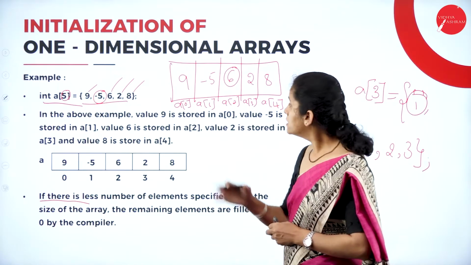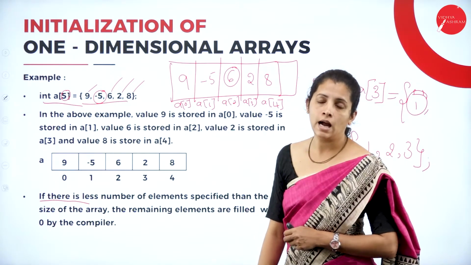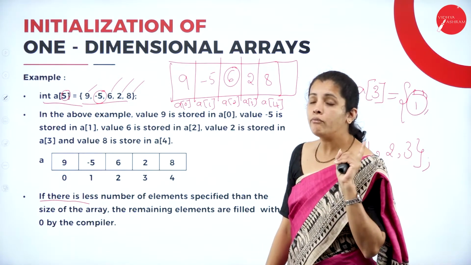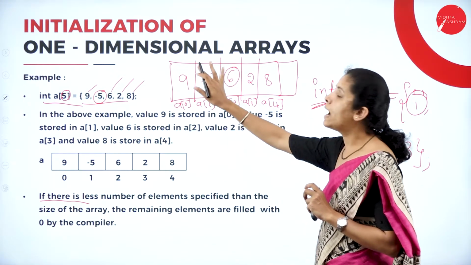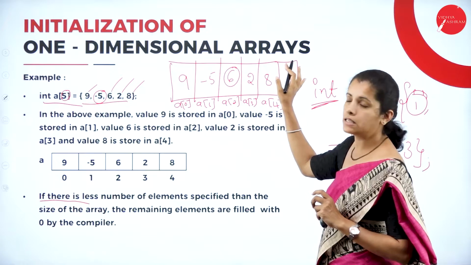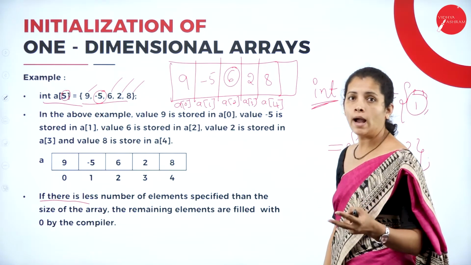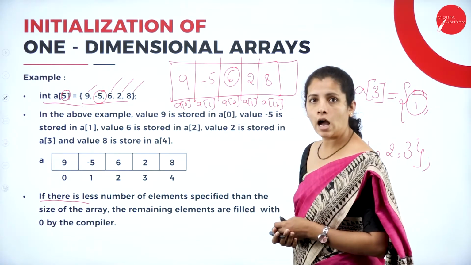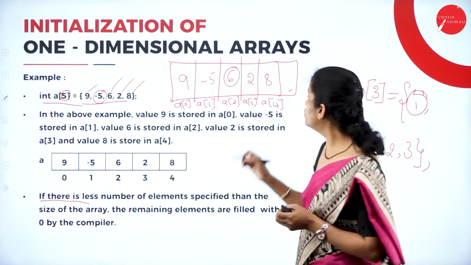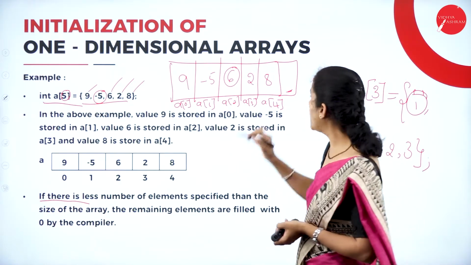If I think that the size of the array is 6, but I placed only 5 elements, then the size of the array remains as it is. That is 6 into 2, 12. So 12 bytes of memory are reserved for this array, but what is going to be placed at the end of the array? That is the 0 value.